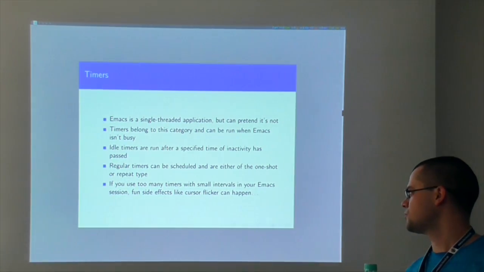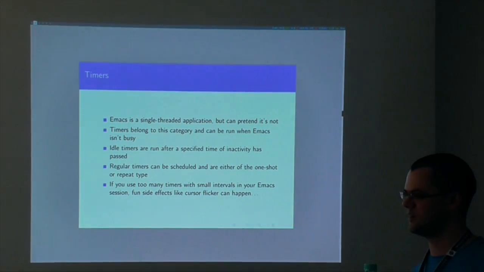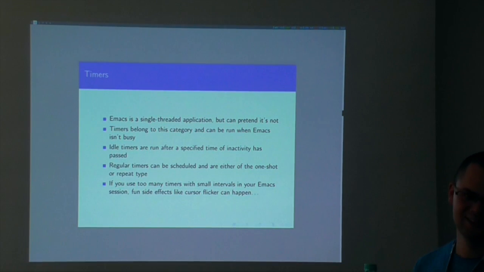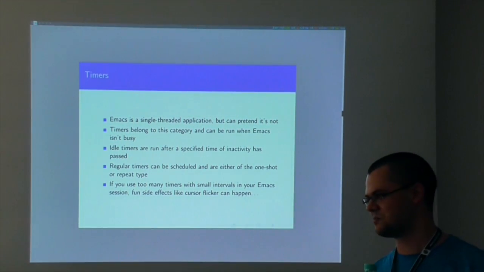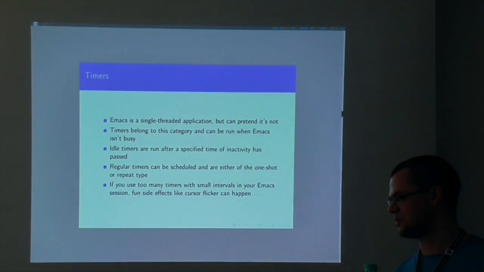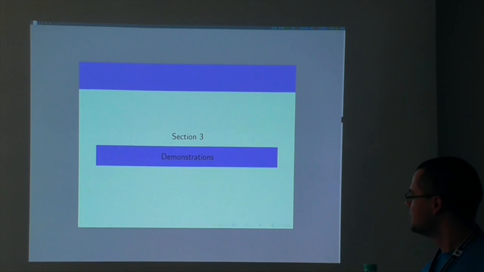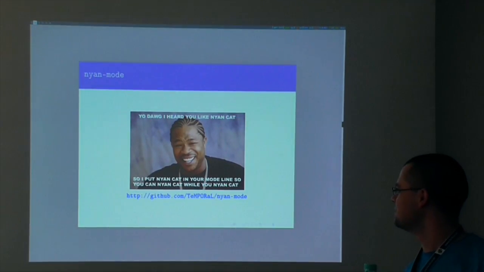So what you have to look out for is that you're not using too many timers, because if you do that, then Emacs doesn't really have any time to idle, and then it starts doing funny things like flickering your cursor. If you've ever seen that, chances are somebody screwed up while writing a package. I've seen it a few times and had to fix or switch packages after this. And yeah. So let's go for the actual demonstrations.